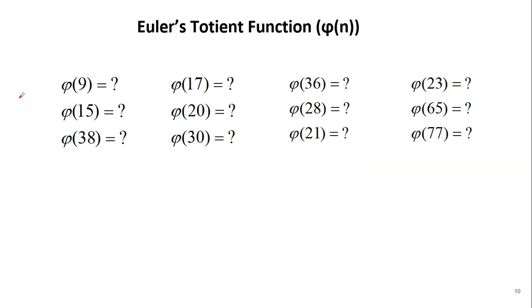You can see some exercises and try them. For prime numbers you can directly write down n minus 1, but for others you need to do the calculation.